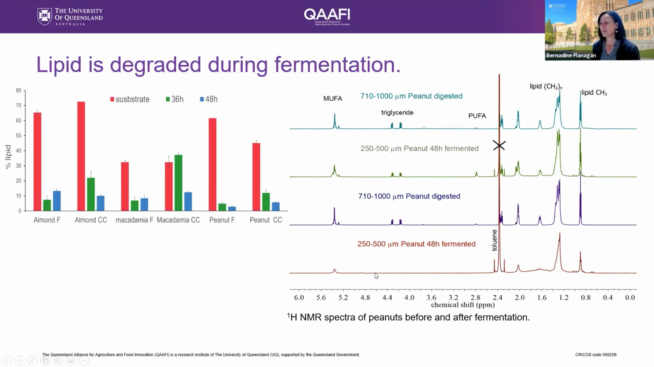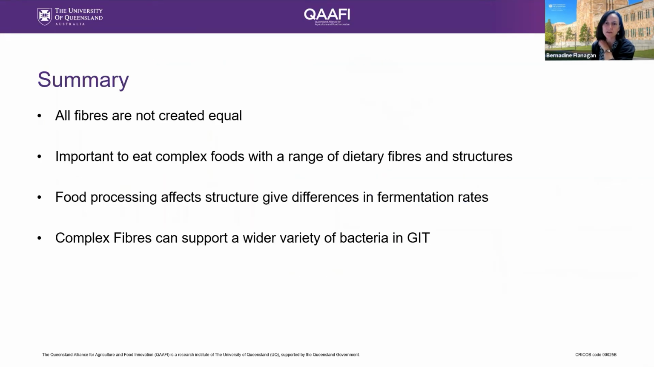By 48 hours, in the peanut and the small peanuts, it's just gone. When the cell walls are broken due to fermentation and the lipid is released, it doesn't adversely affect the activity of the resident microbiota in terms of the cumulative gas production.